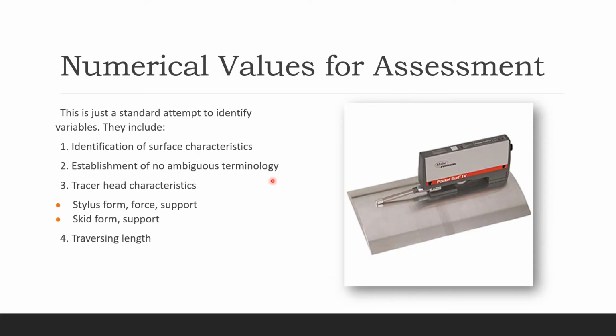Numerical values for assessment. We're just trying to identify variables: the identification of your surface characteristics and the establishment of unambiguous terminology. Tracer head characteristics are your stylus form, force, and support, your skid form and support, and then the traversing length. Traversing length is traveling on the surface, and then you produce a graph, and you can see the traverse on the waves.